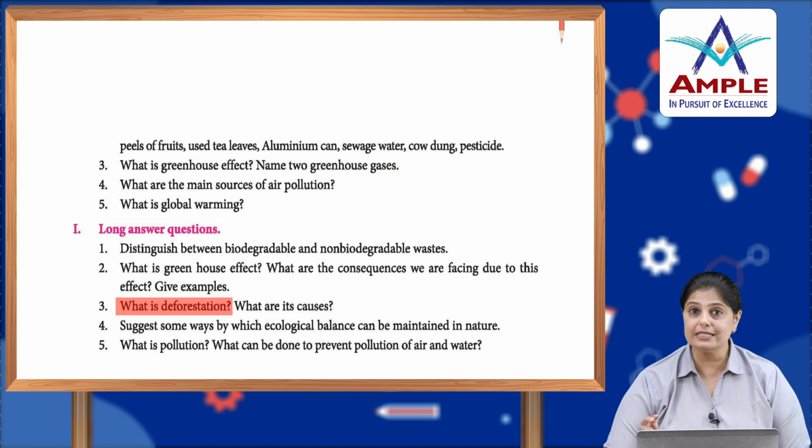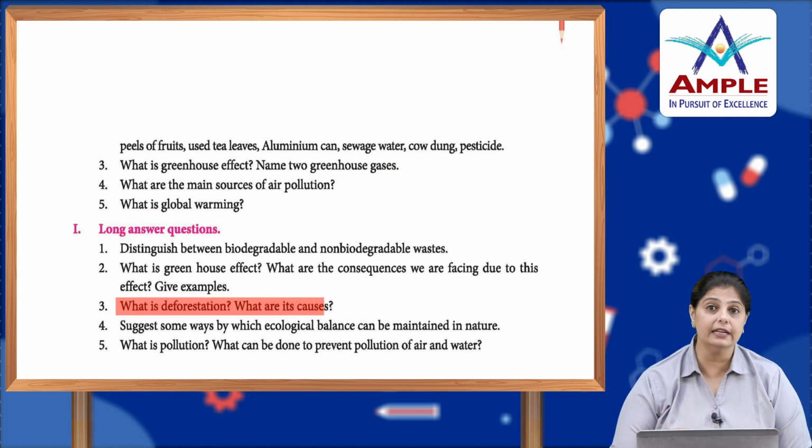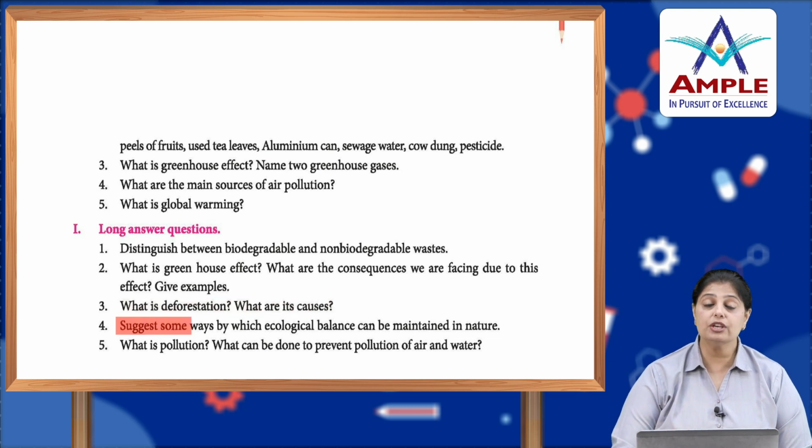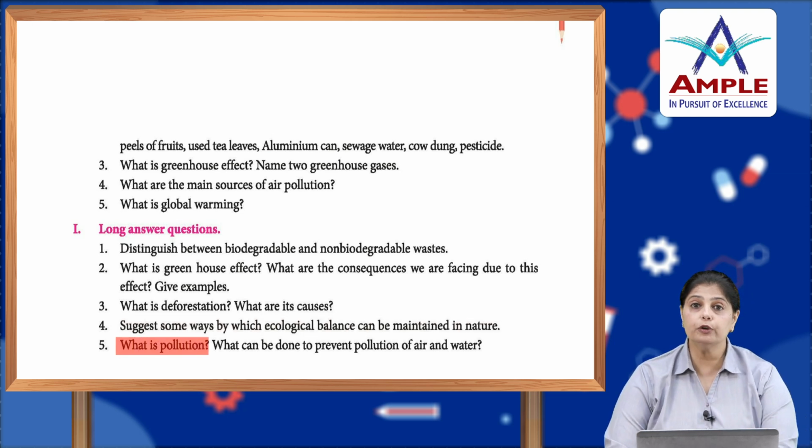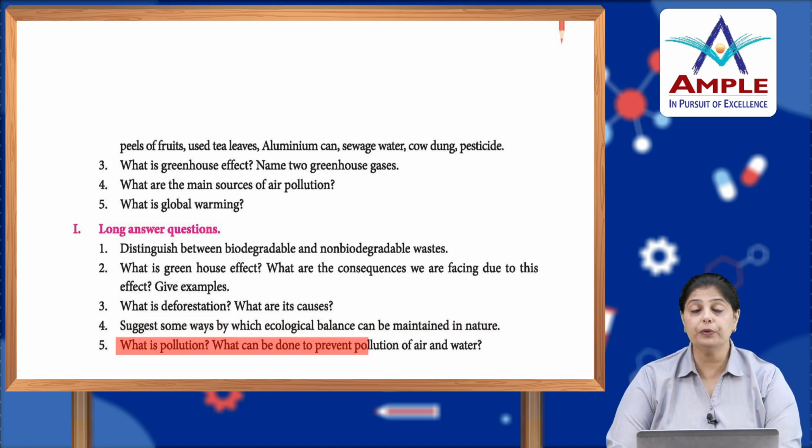Now, what is deforestation? Okay, cutting off of trees, and what are the reasons behind it or the causes of it? Suggest some ways by which ecological balance can be maintained in nature. So, you can mention around 5-6 points that you feel you can do to protect the nature. Okay. What is pollution and what can be done to prevent pollution of air and water?